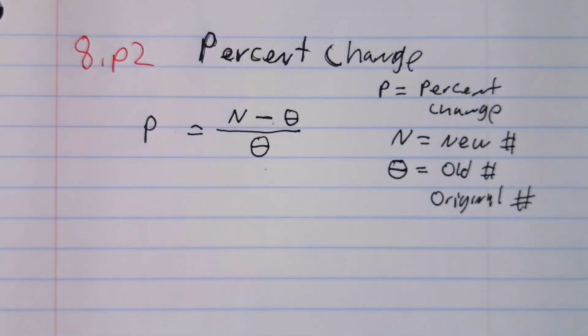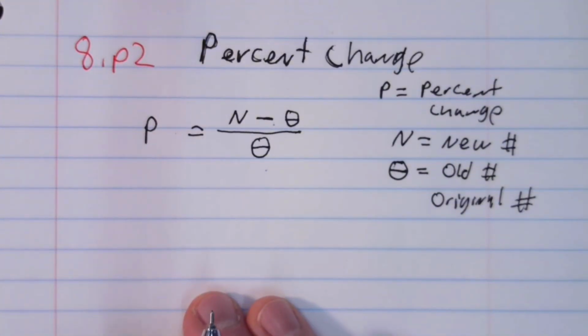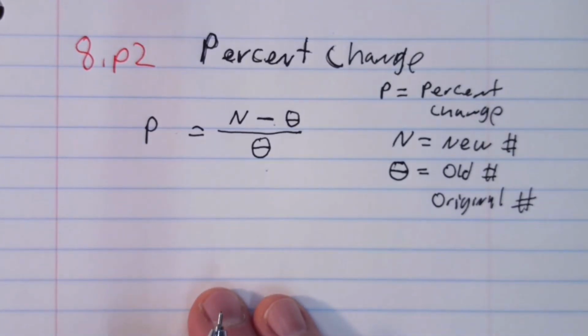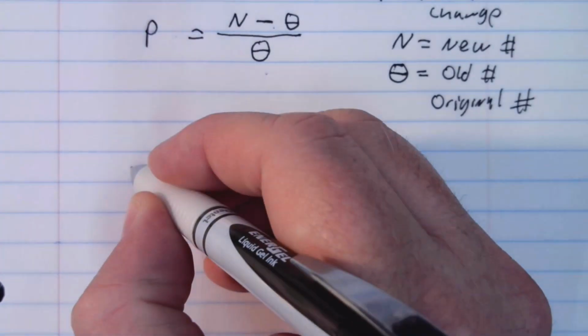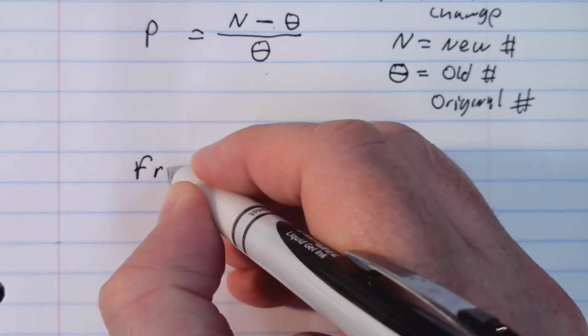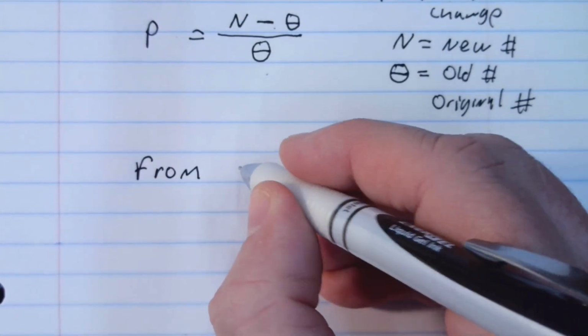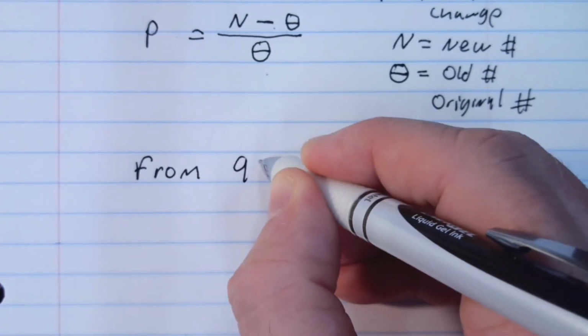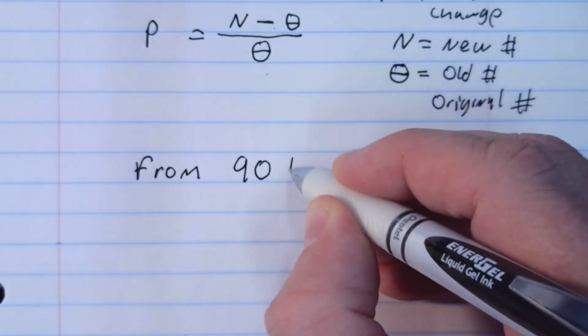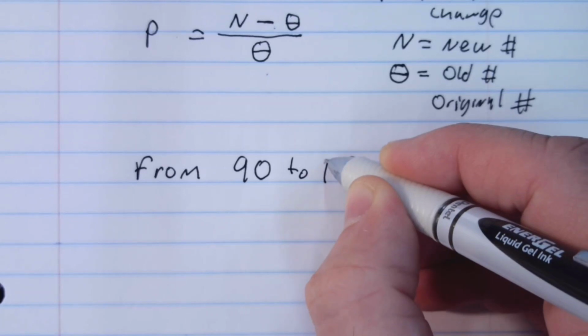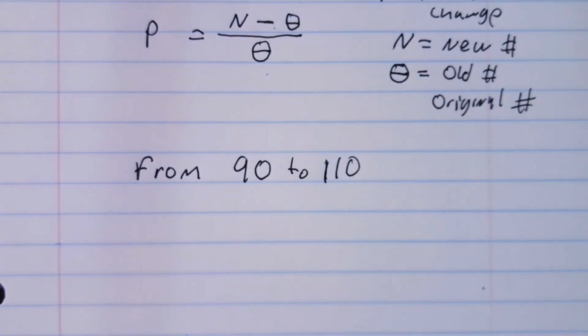So the actual problems are reduced down to just the bare bones. But what we're working towards is to be able to get this out of a word problem. So we're going to keep it pretty simple like this, where the numbers are going to go from 90 to 110. And we're going to find the percent change.